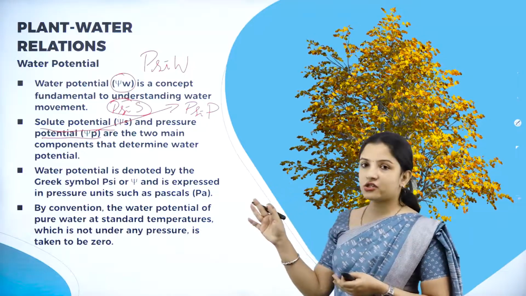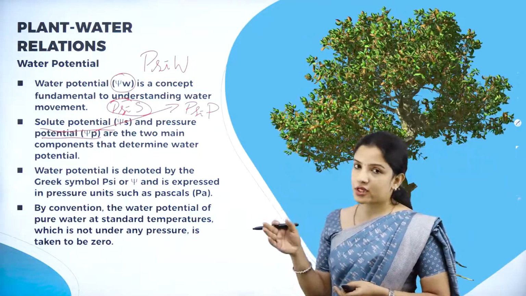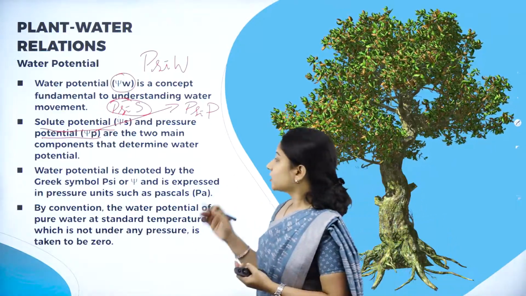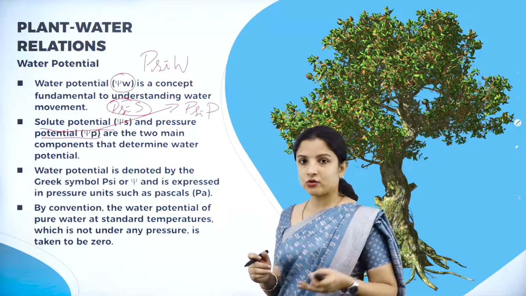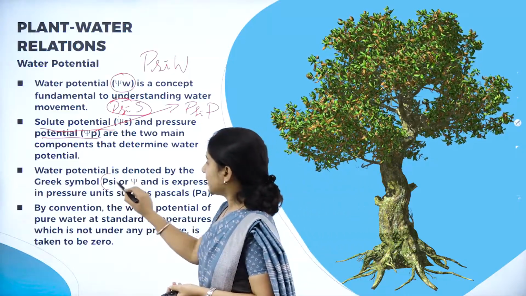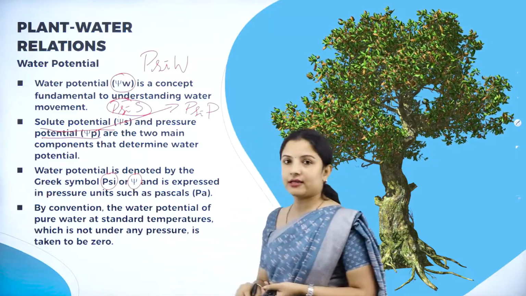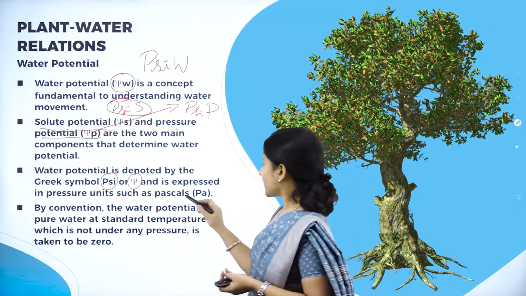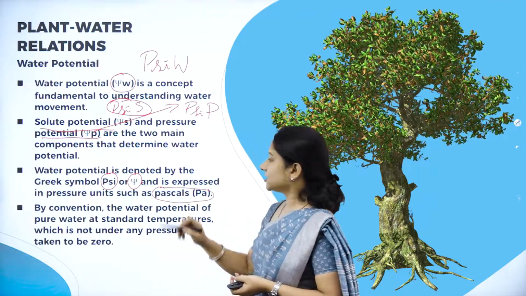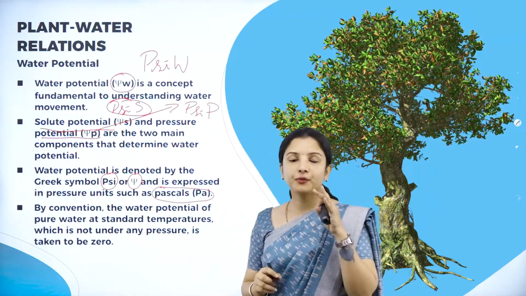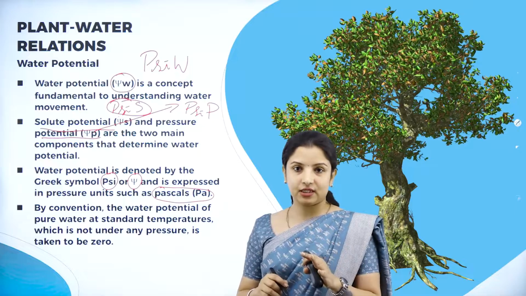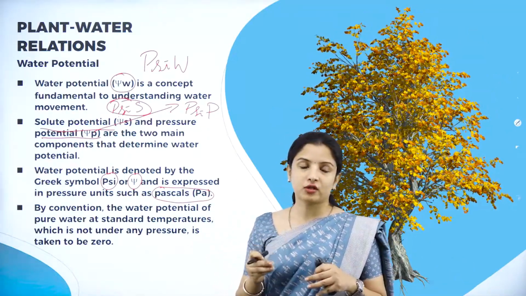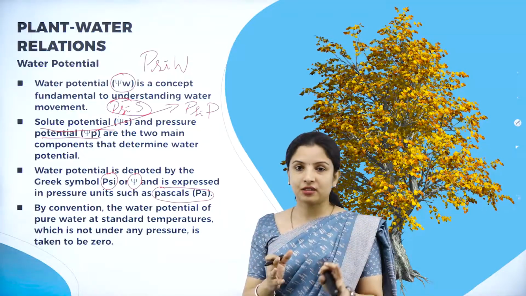Without the solute potential and pressure potential, the water potential cannot act on its own. They go hand in hand. So here, the water potential is denoted by the Greek symbol psi, and it is expressed in units of pressure, which are called pascals. And the water potential of pure water is always zero, but the water potential changes when any solute is dissolved in water. Solution means, always remember two words.